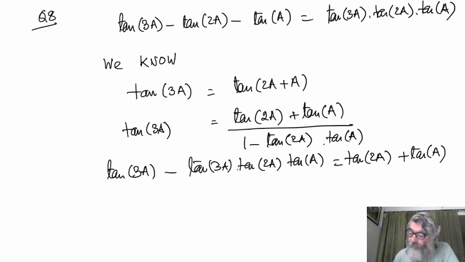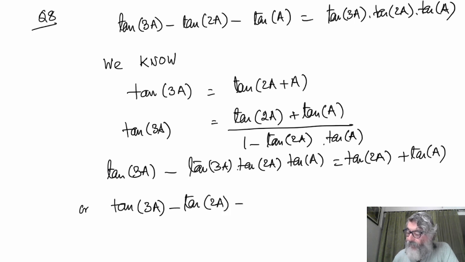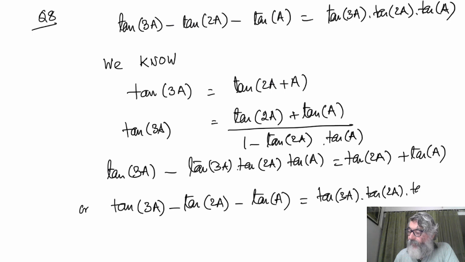Now we just have to interchange the signs. tan 3A minus tan 2A minus tan A will be equal to tan 3A tan 2A tan A. That is what we had to prove. If you look at this, the first question, what did we have to do? We had to do this only.